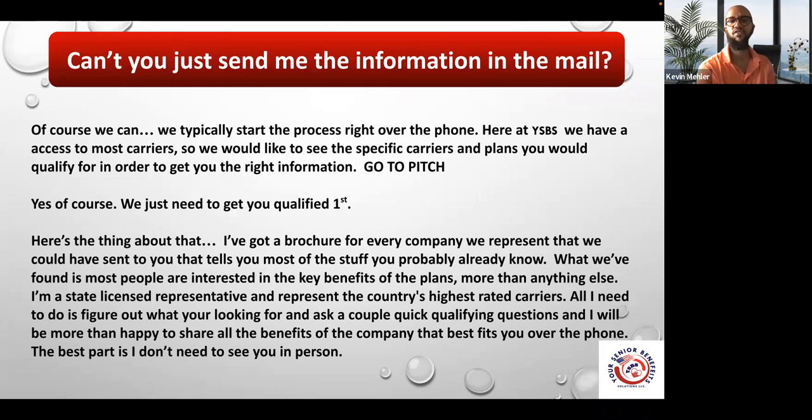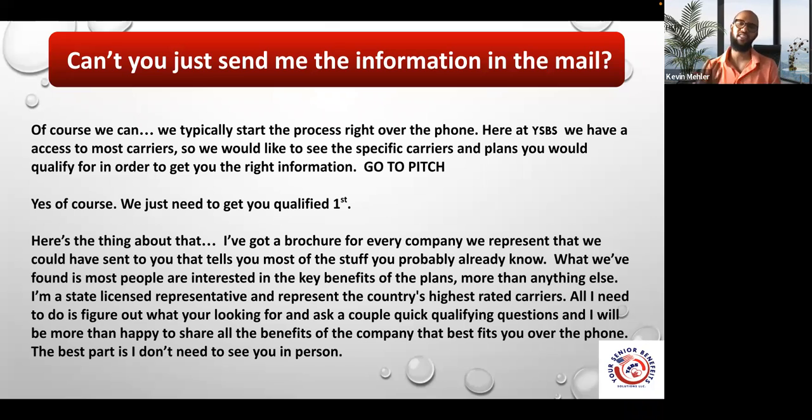Now, if somebody says, can you not just send that information in the mail for me? Sure, of course we can. We typically start the process right here over the phone. Here at Your Senior Benefit Solution, we have access to most of the carriers, Ms. Jones. So what we like to do is see what carrier or what specifics, right? And then based on that, we'll plan and see what would be best for you. So as it says here, we would like to see the specific carriers and plans we would qualify for in order to get that information right to you, okay?